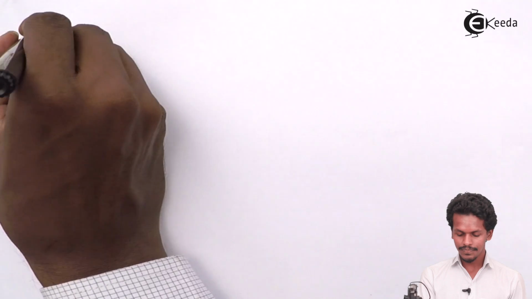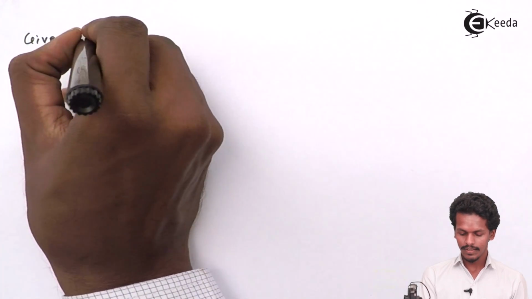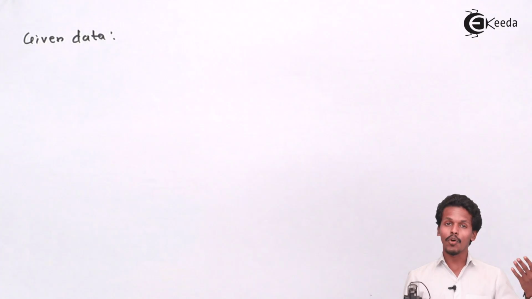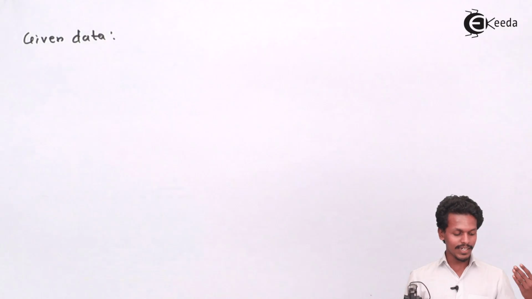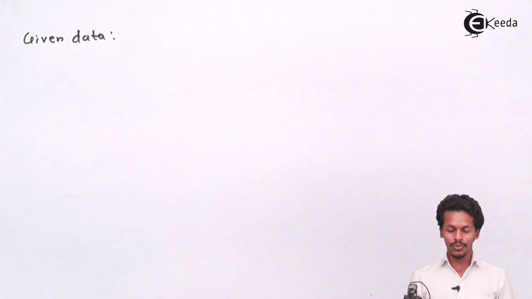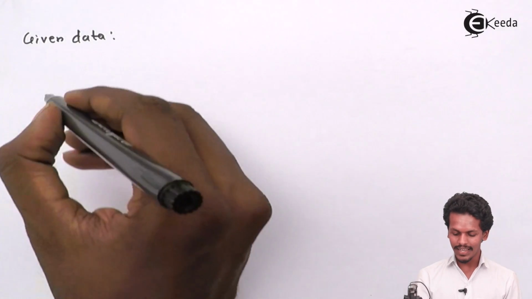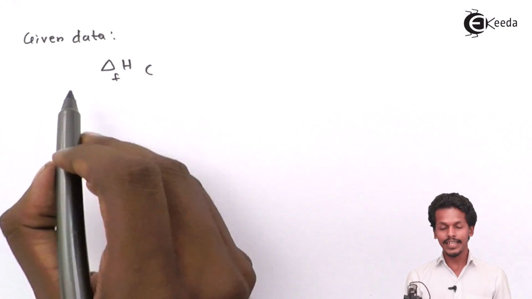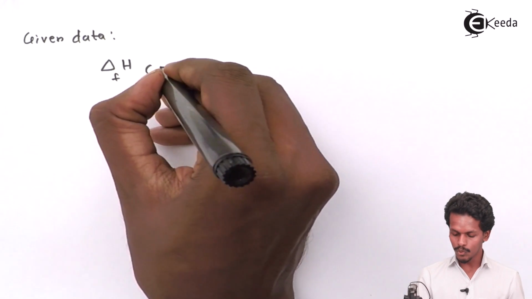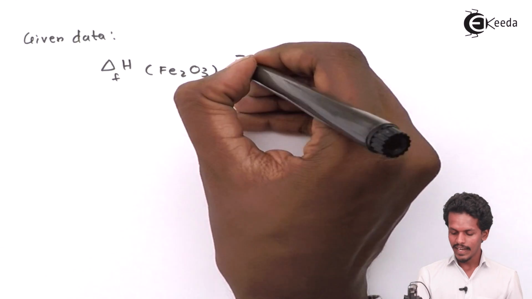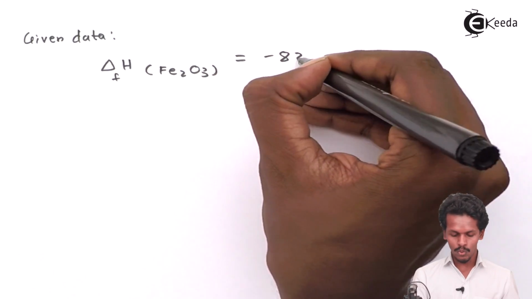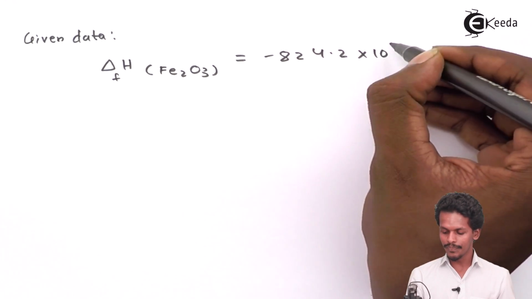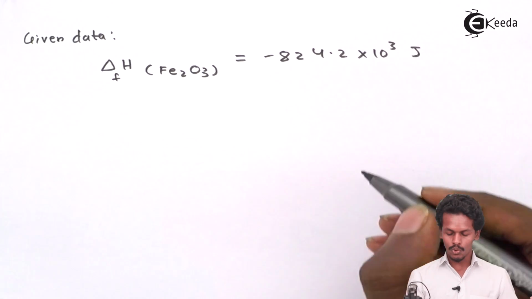For the given data, first of all, they have mentioned that the enthalpy of formation of Fe2O3 is minus 824.2 kilojoules. Since it is the enthalpy of formation, I can represent it by delta HF, the heat of formation of Fe2O3. It has been given as minus 824.2, in kilojoules, so I will write it in joules, that is 10 raised to 3 joules per mole.